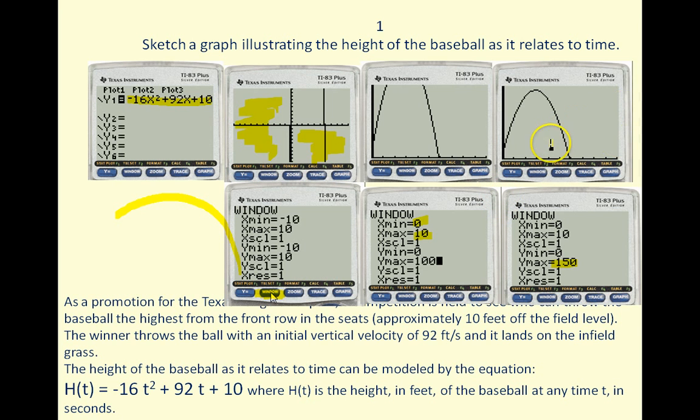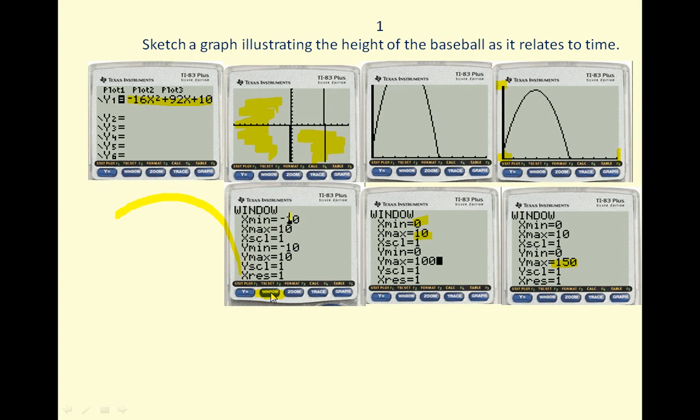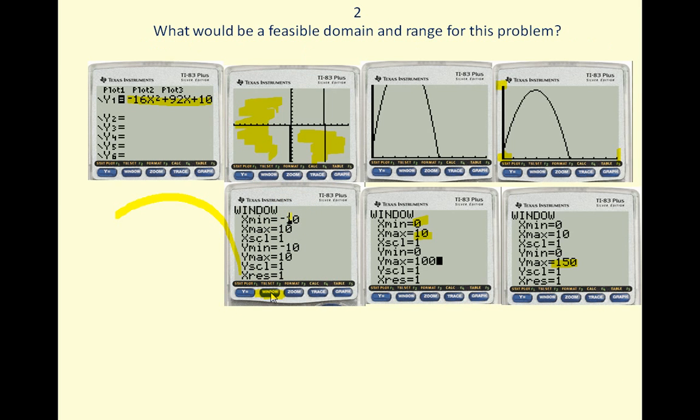Now let's talk about a couple things before we move on. As we sketch this graph, you would have your window from 0 to 10 here, and these are time values. So you would label it as time in seconds. And this one would be from 0 until 150, and then that would be in feet. So we make sure we label those things when we're sketching. All right, number 1 has been answered. Let's proceed. Number 2 asks for what a feasible domain and range for this problem is.